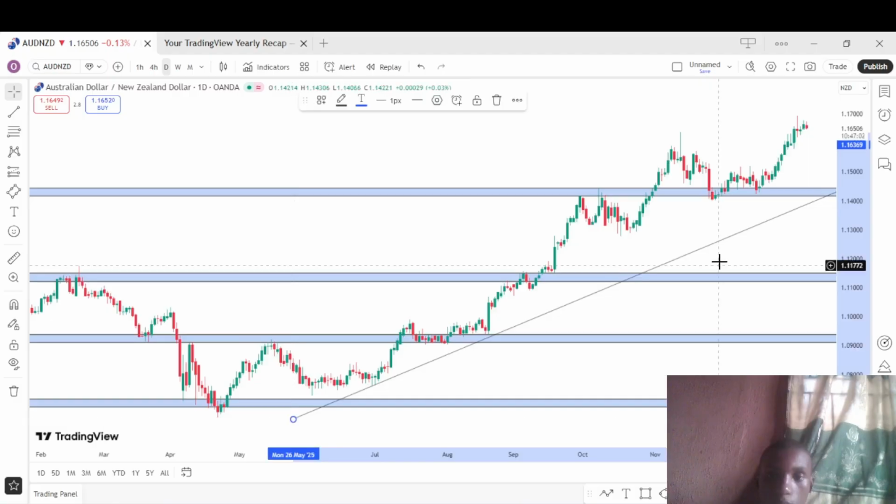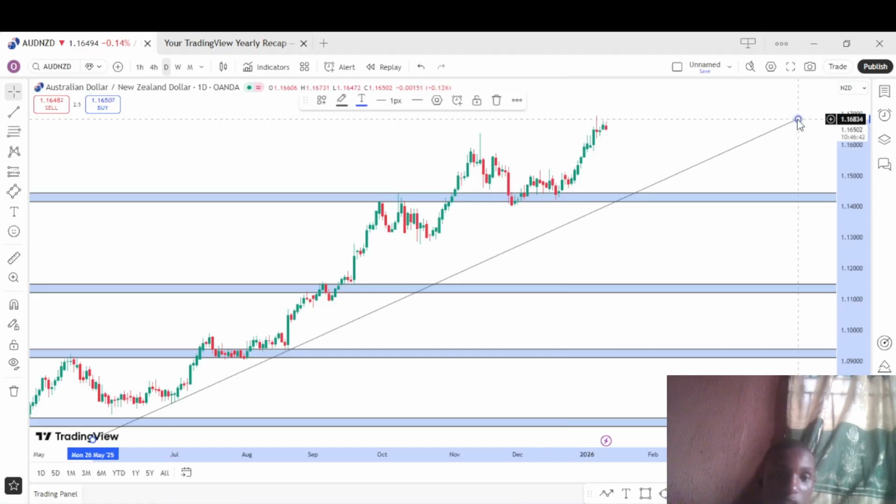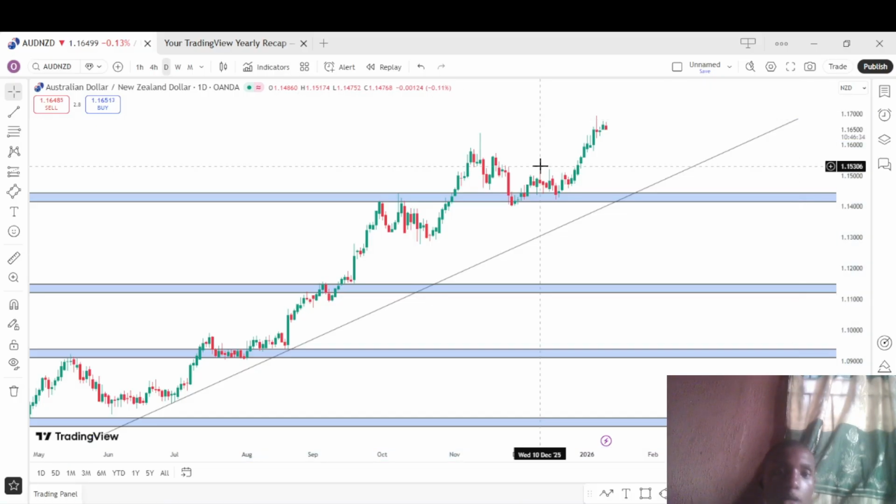So many forex traders make mistakes while drawing the trend line. They draw it on the body of the candlestick like this, but they are wrong. It's to be drawn on the wicks of the candlestick, so that when the trend changes, we are going to know very, very fast.